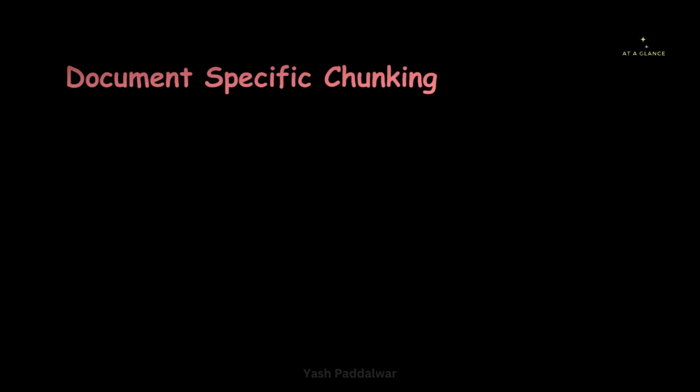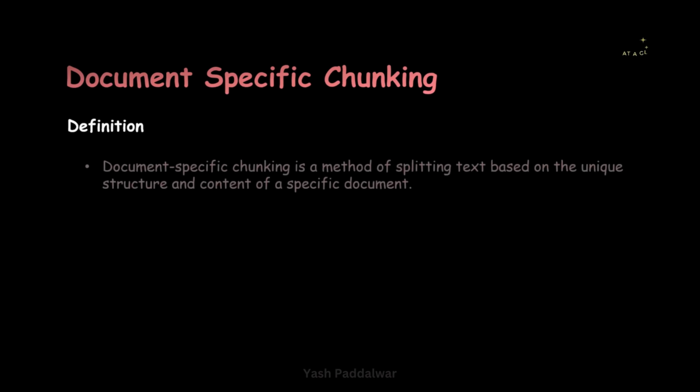Document specific chunking. First, we'll have a look at the official definition of document specific chunking. The definition says that document specific chunking is a methodology of splitting the text based on the unique structure and content of the specific document. Now, we might have data of a particular format. You might have observed the JSON format. There are curly brackets and it contains key value pairs. This is one type of format.